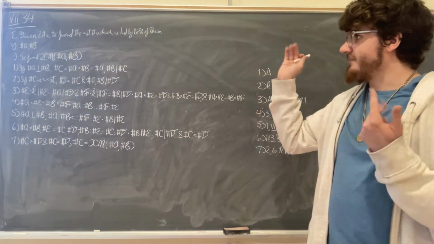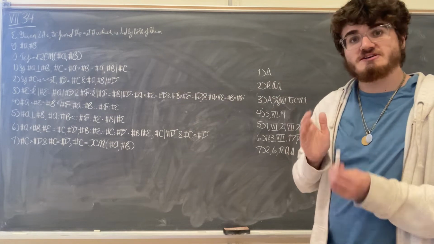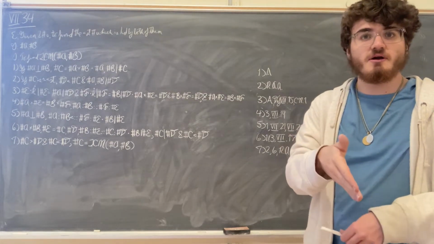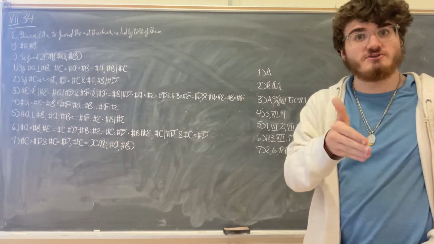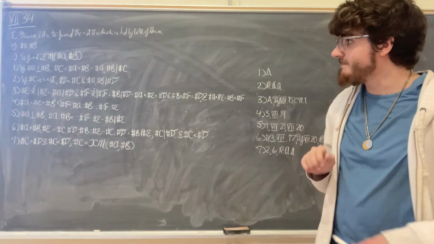We're given two numbers, of course. We're going to call them A and B, and our task is to find the least number which is measured by both of them, or in other words, the least common multiple of A and B.